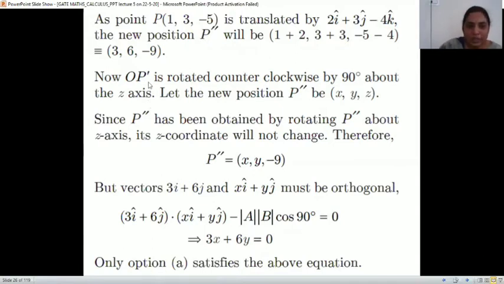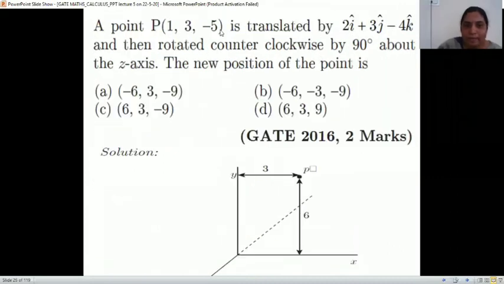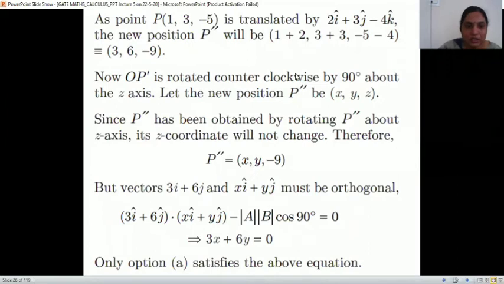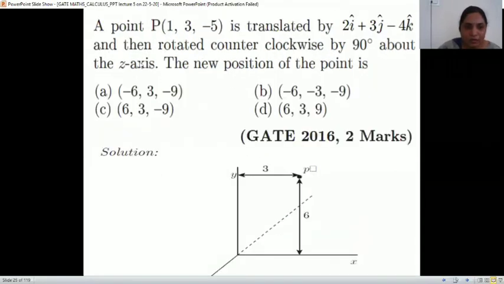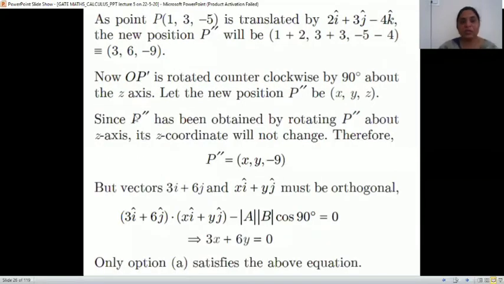Now OP dash, from the origin to the new translated point. The point is translated by this, and then again rotated counterclockwise by 90 degrees about the z axis. If I am rotating something about the z axis, the z coordinate will not change, we know that, right? The z coordinate will be fixed.